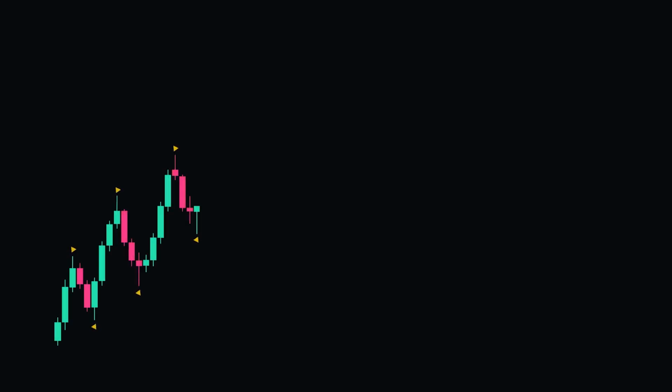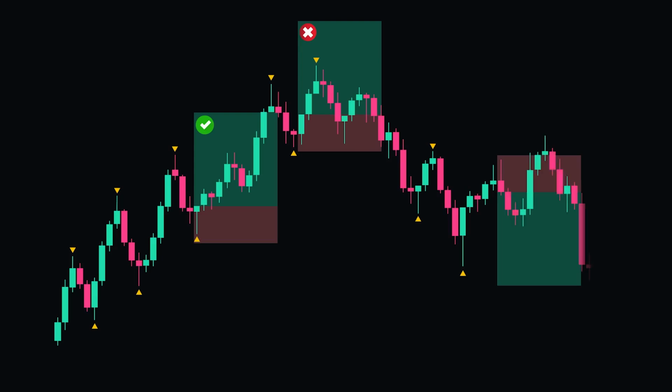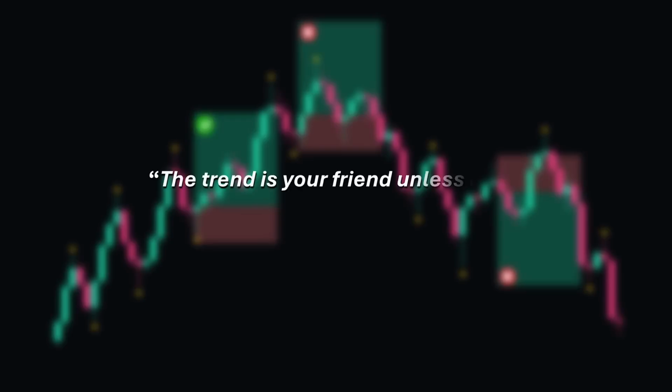No matter what trading strategy you use, going with the trend gives you a better chance of winning. But you have to watch out for reversals because they can take away your profits. Additionally, deep retracements can stop you out, even if you were right about the overall direction. There's a common saying: the trend is your friend unless it ends.